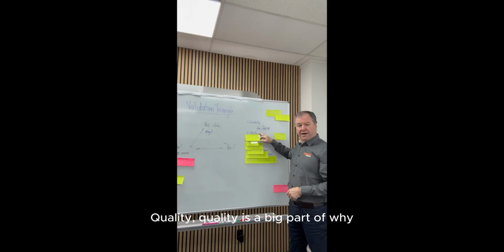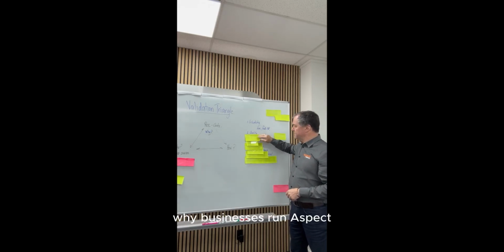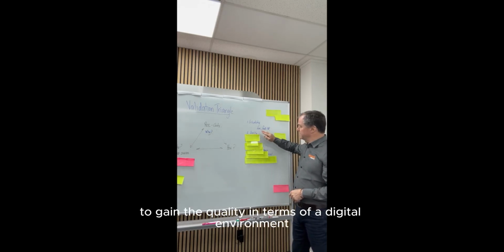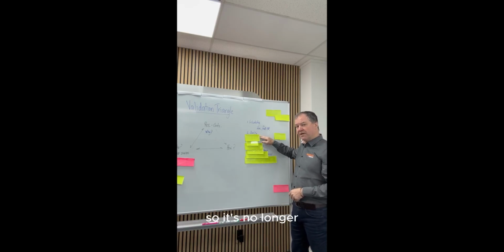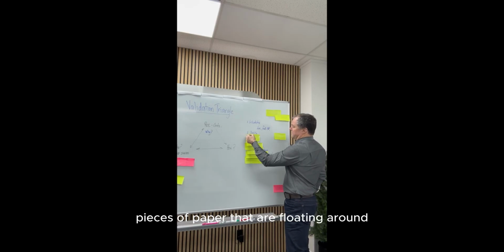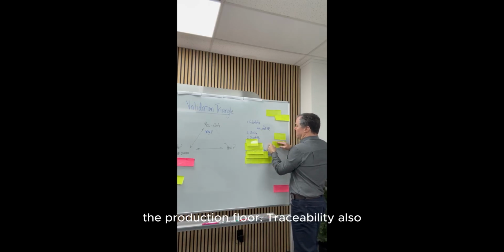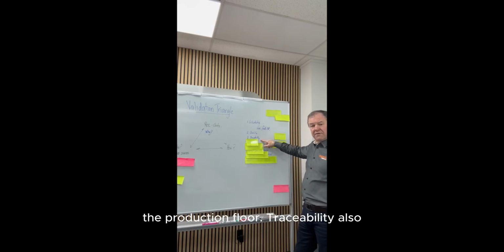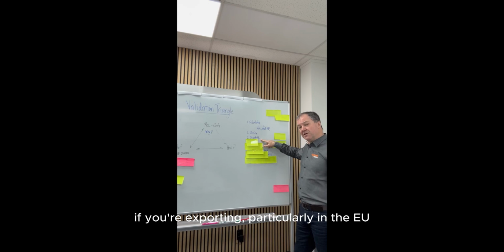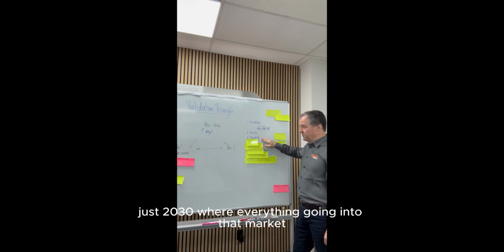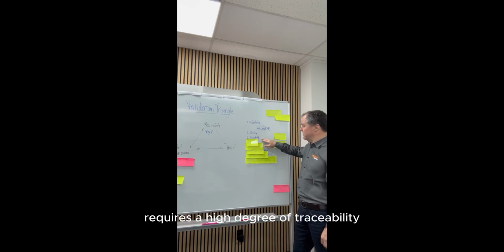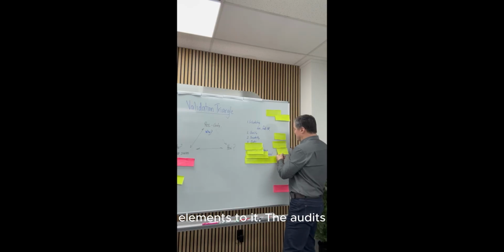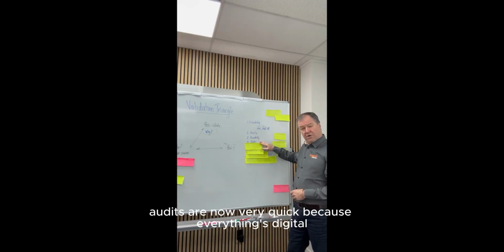Quality is a big part of why businesses run Aspect PT. It's to gain the quality in terms of a digital environment. So it's no longer pieces of paper that are floating around the production floor. Traceability also, if you're exporting, particularly in the EU, just 2030, where everything going into that market requires a high degree of traceability elements to it. The audits. Audits are now very quick because everything's digital.